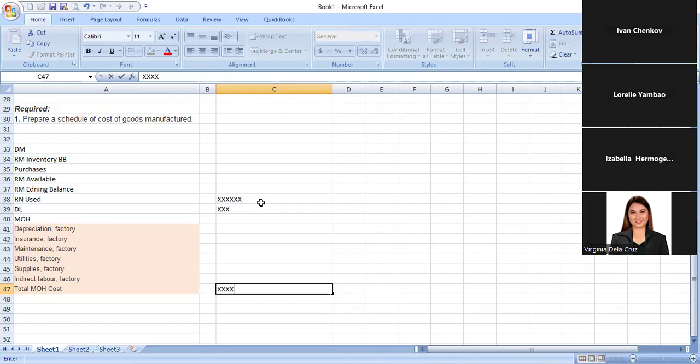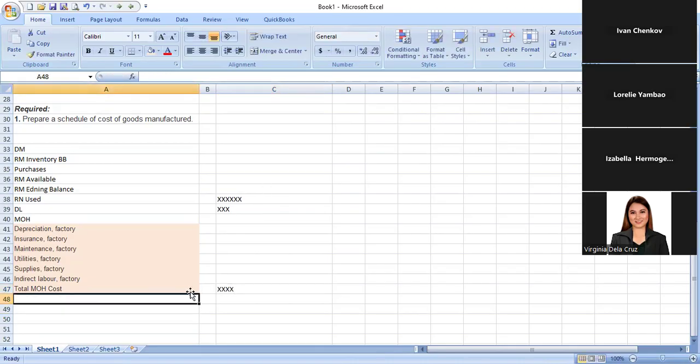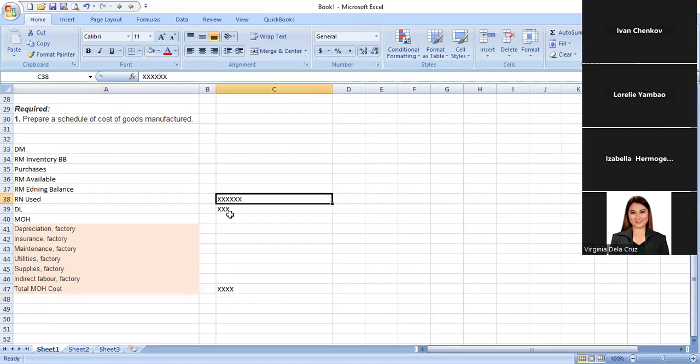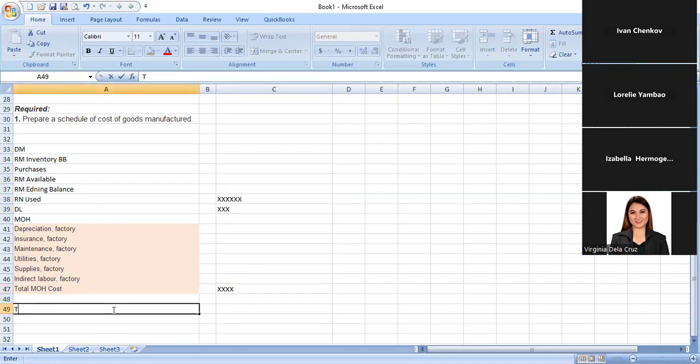Those three numbers will be included in the next line, which will be total manufacturing overhead cost first, and the next one will be total manufacturing cost. Once we combine the direct material, direct labor, and overhead, that's going to give us the total manufacturing cost.